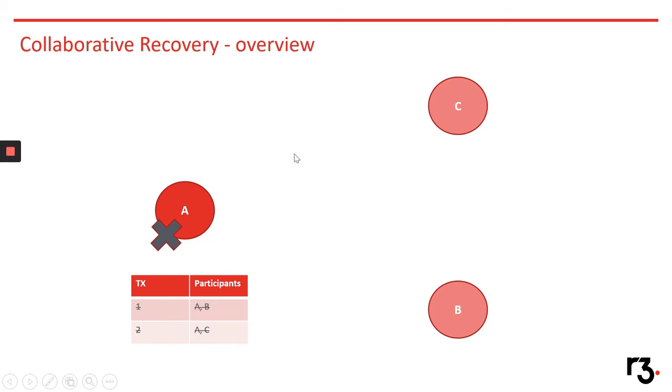So what collaborative recovery allows A to do is to go to B and C and say, do you have any transactions where I am involved that I currently don't have in my ledger, and can you supply them back to me? And if everything runs smoothly, what happens is A is able to recover from B and C the missing transactions.